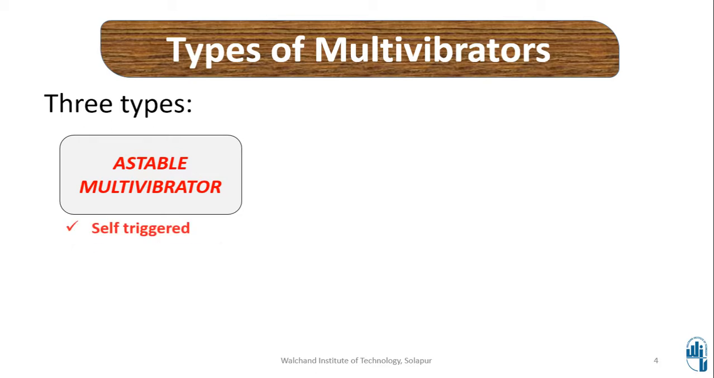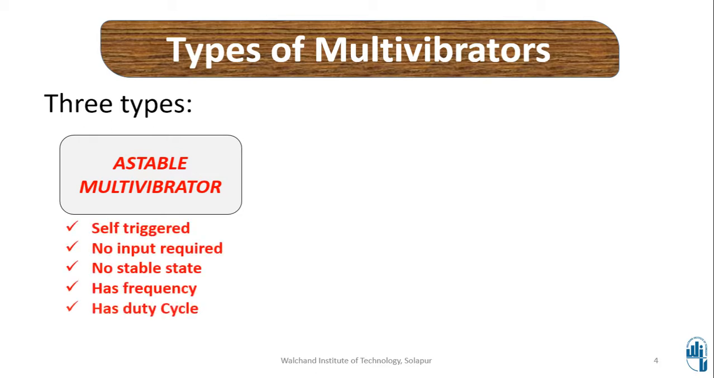So we can summarize the features of this astable multivibrator as follows. It is self-triggered, it doesn't require any input, and hence it doesn't have any stable state as an output. And it has some frequency for the output signal. Whenever we have a frequency for an output signal, we definitely have a duty cycle associated with it.